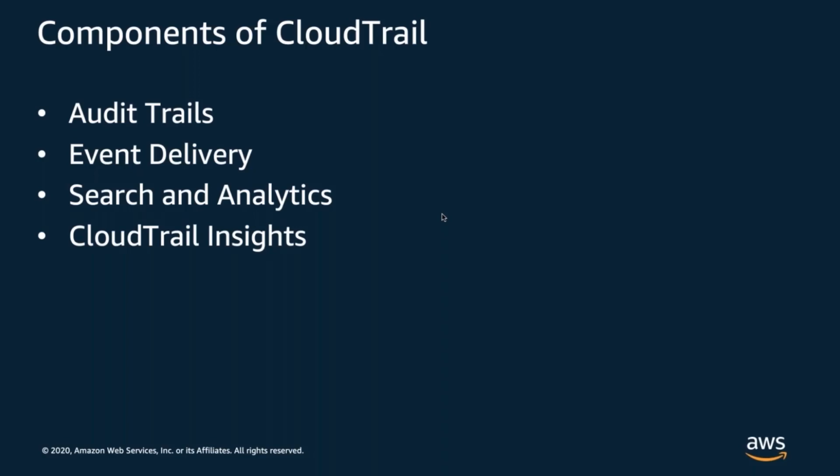Okay, search and analytics. You can retrieve a 90-day event history from CloudTrail via the console or the API. Now, you can narrow down to the relevant data by time period, API operation, or even username or resource.